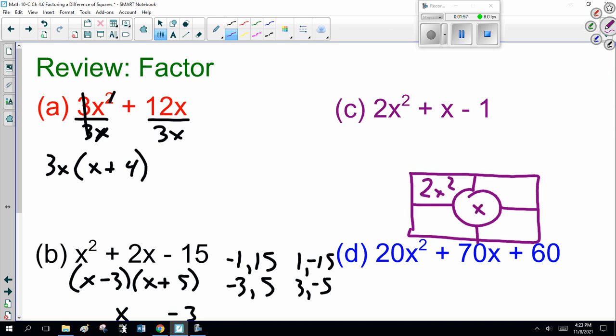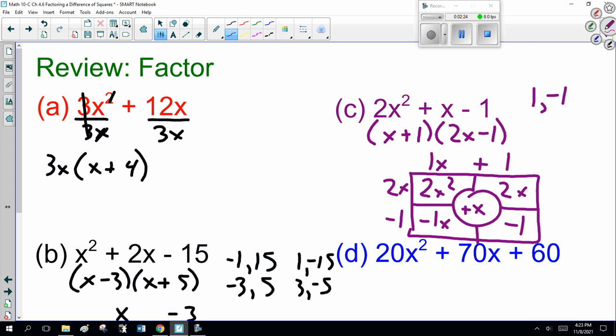2x squared plus x minus 1. Now, what are the factors of 2? Well, it must be 1x and a 2x. Now, what are the factors of minus 1? 1 and minus 1. So where does the minus 1 go? Where does the plus 1 go? Well, this has to be the plus 1 here. So we get 2x, and this has to be the minus 1, giving minus x plus 2x. Yes, x plus 1 times 2x minus 1. All right, that's the only way that works. If we put the minus and plus the other way, then we have minus x. All right, so that one wasn't bad.